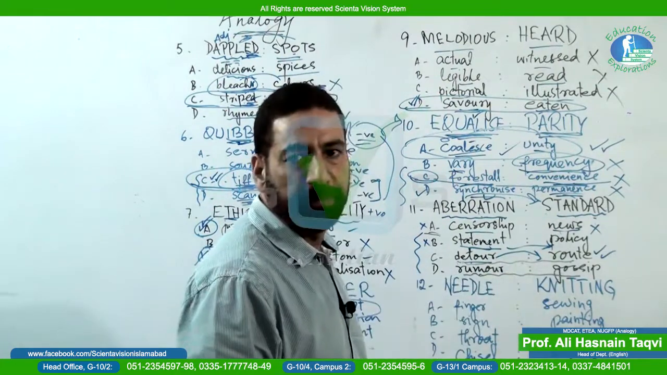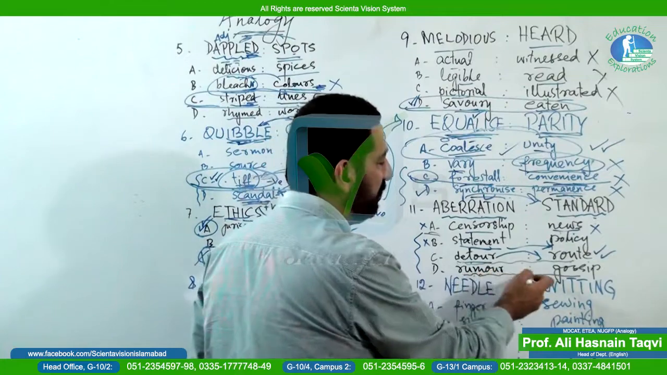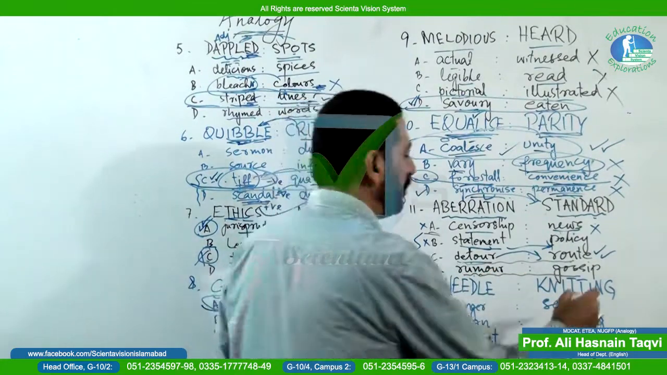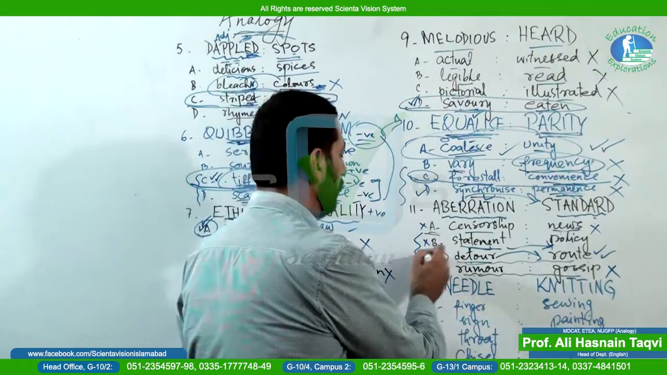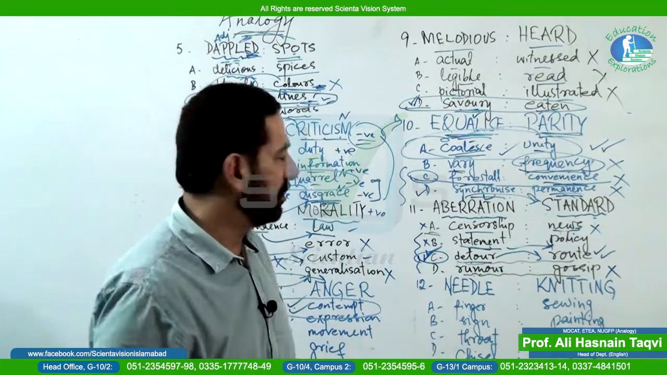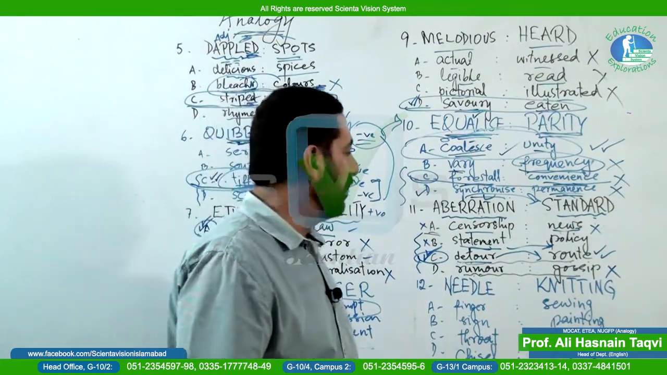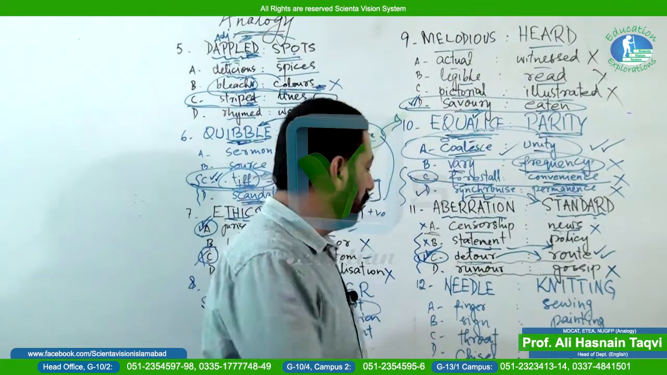Rumor, gossip. Aberration is a deviation from standard. Rumor is a deviation from gossip? No, rumor is actually gossip. So cannot be our choice. We go for Charlie as the correct option without taking any risk. We understand that we are right on this particular account.